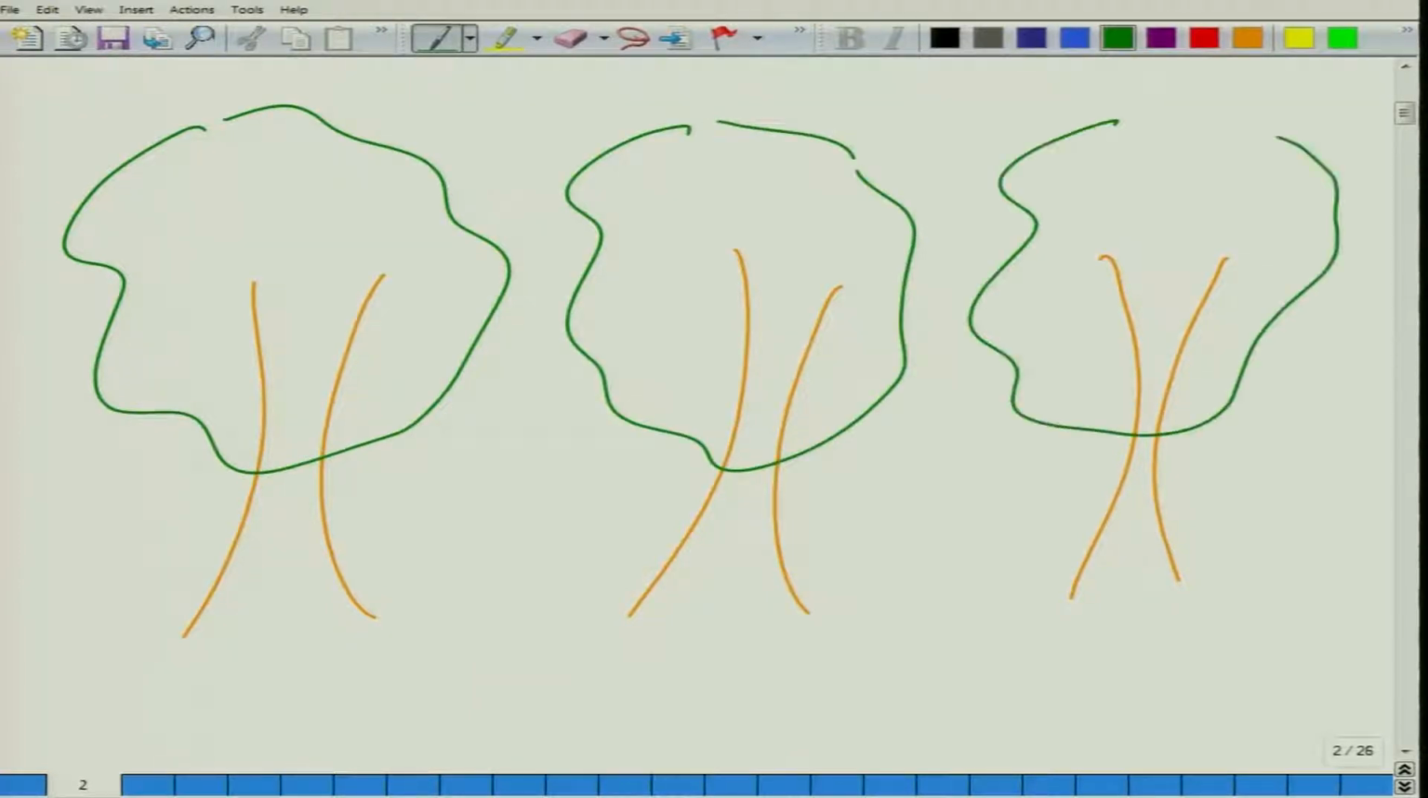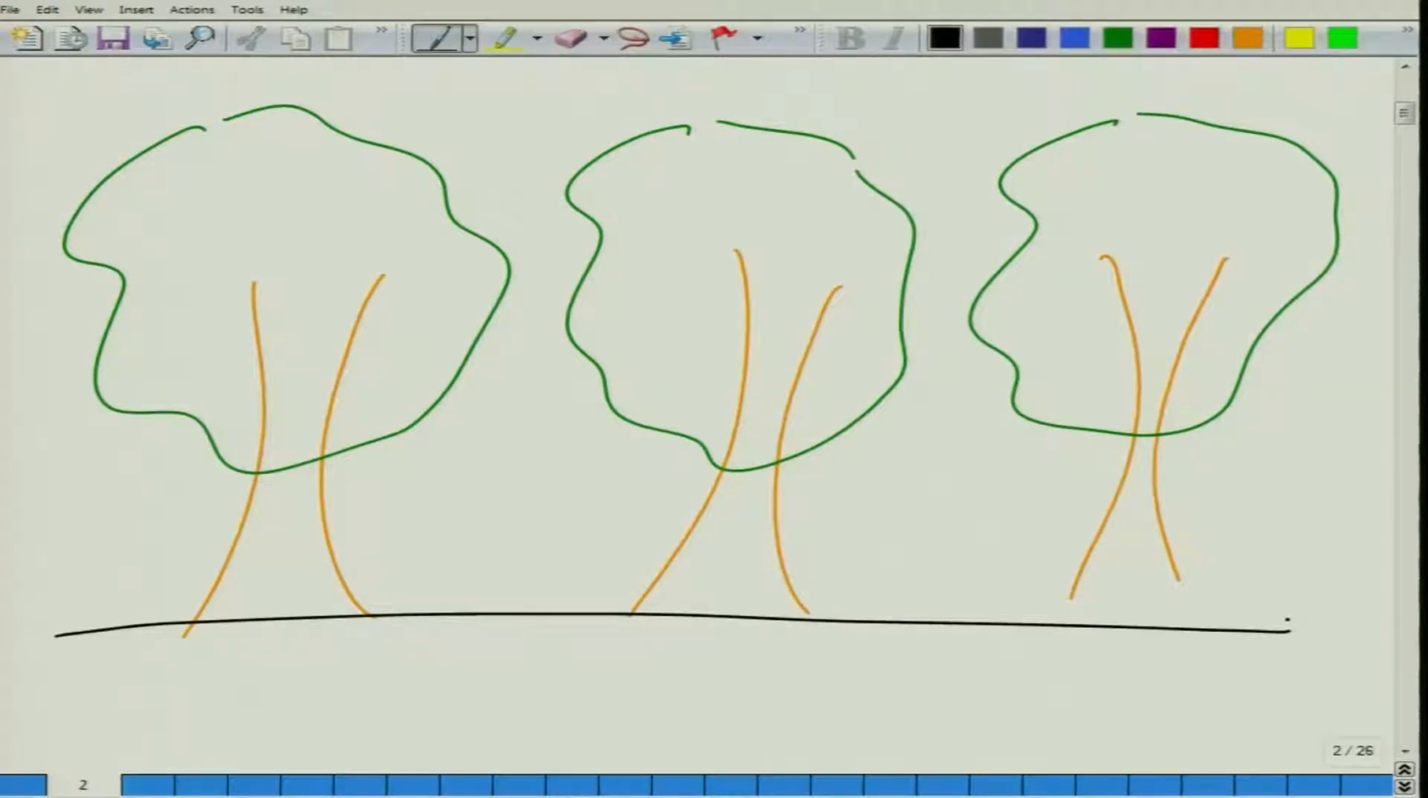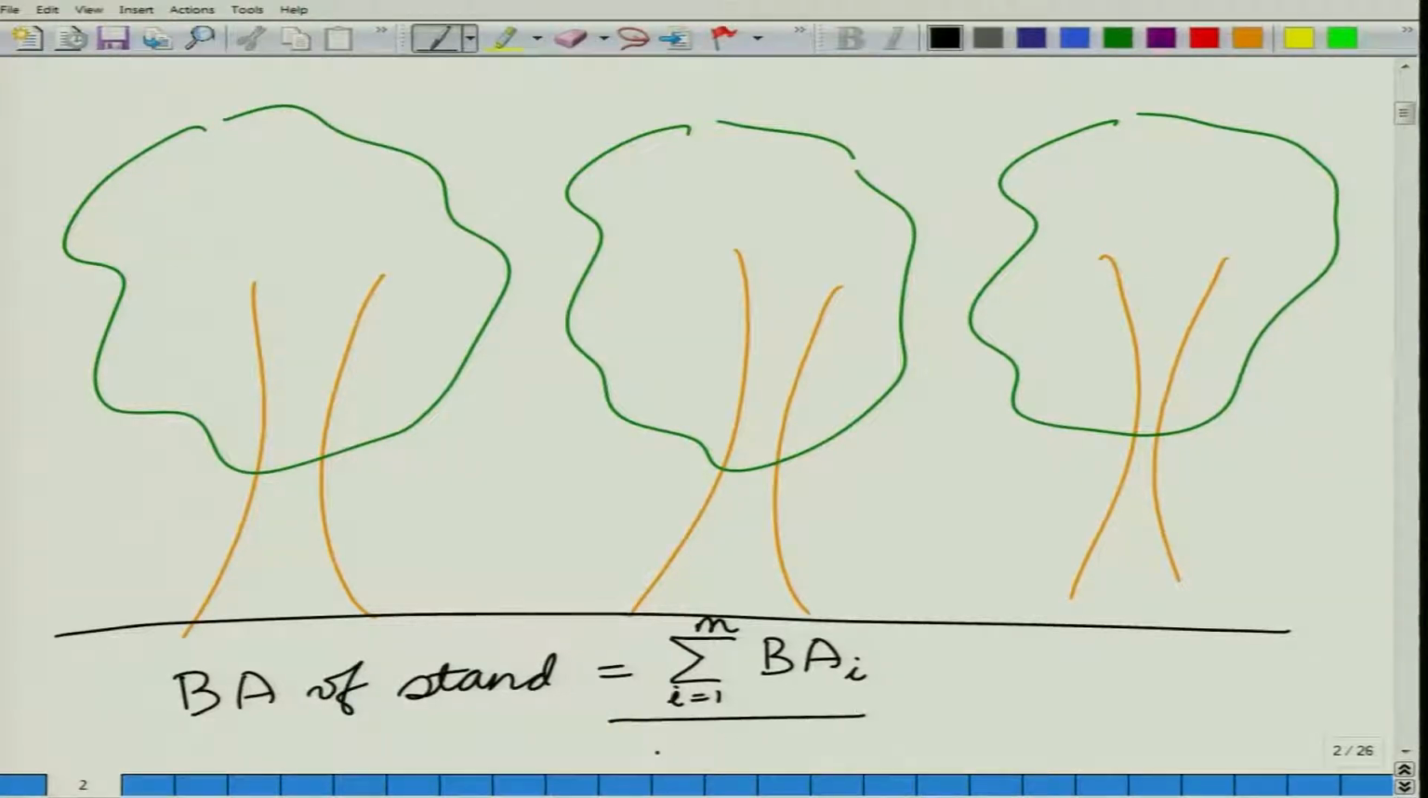so if we have a number of trees on a piece of land, then the basal area of stand is given by the sum of the basal areas of all the trees, where i goes from 1 to n, where n is the total number of trees on that piece of land, divided by the area of the plot. So this plot could be the complete plot or it could be a sample plot.